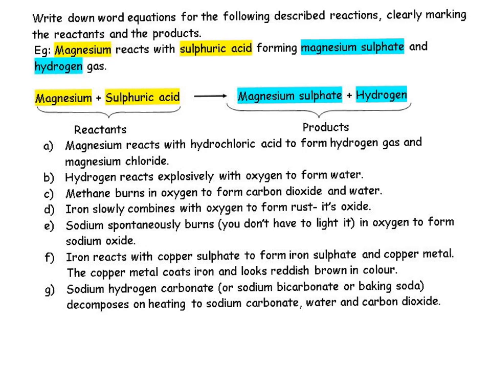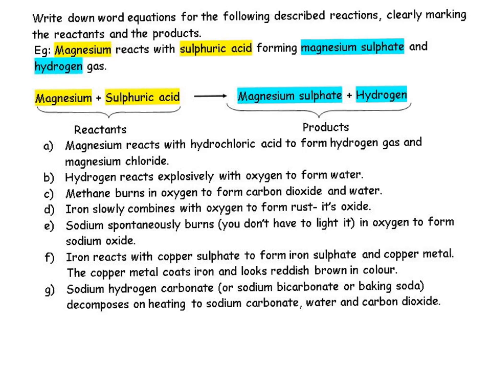To be able to write word equations, one should understand a description of a chemical reaction. For instance, I have given an example here at the top where the words are highlighted for a particular reason. I'll come into that in a moment. If you read that full description of a chemical reaction, it reads as: magnesium reacts with sulfuric acid, forming magnesium sulfate and hydrogen gas. To write a word equation, one should be able to recognize the chemical substances mentioned in the description, which here are magnesium, sulfuric acid, magnesium sulfate, and hydrogen.